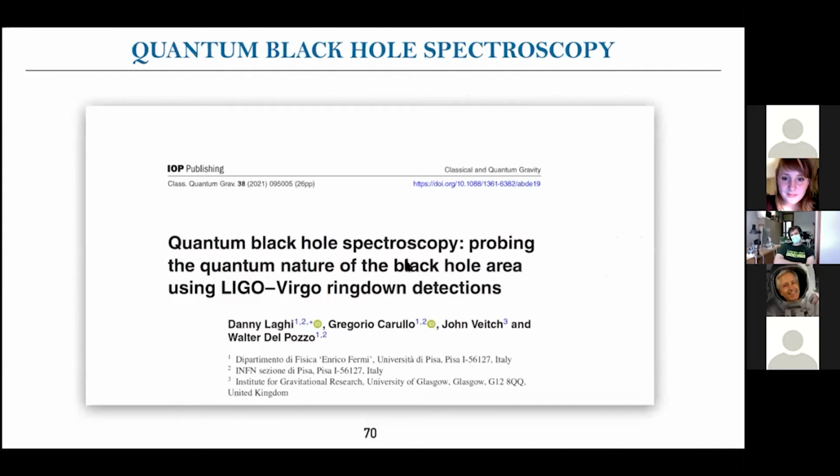And that's it. On similar grounds, I just wanted to advertise this paper where you can extract constraints on the conjecture that tells you that the area of the black hole should be quantized. But I don't have time, so I won't go through this.